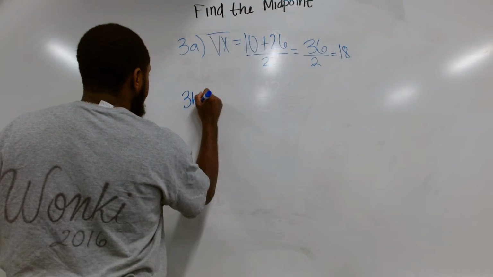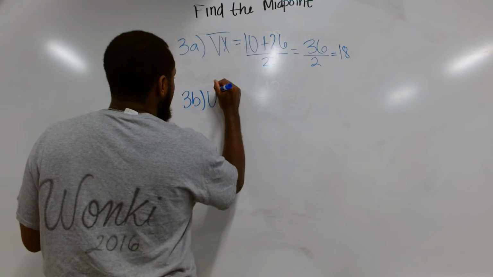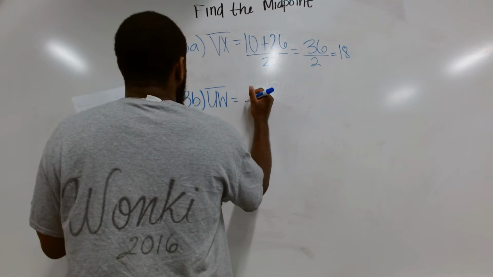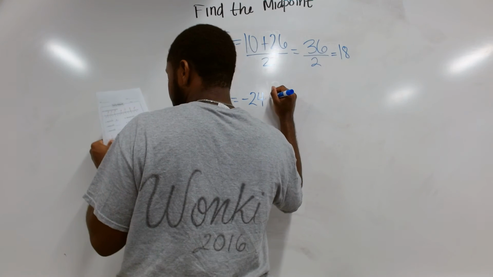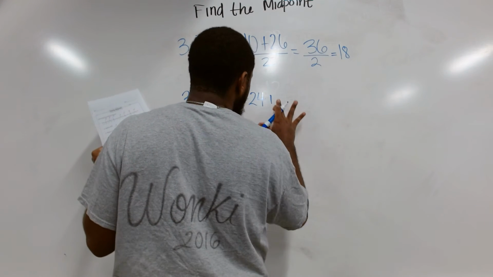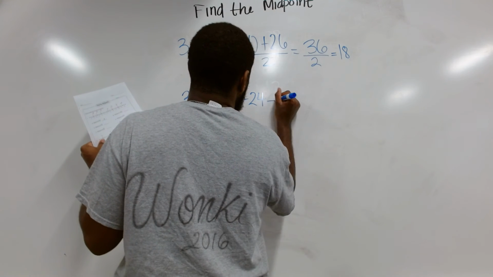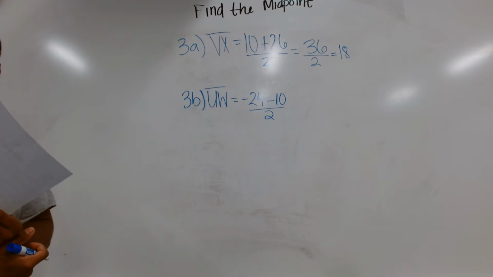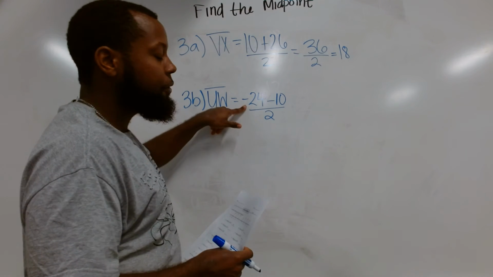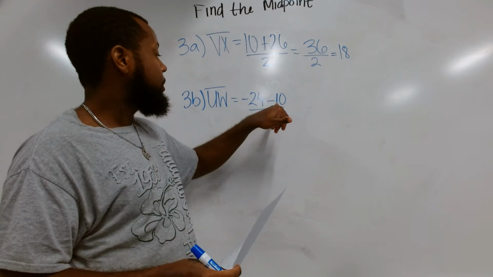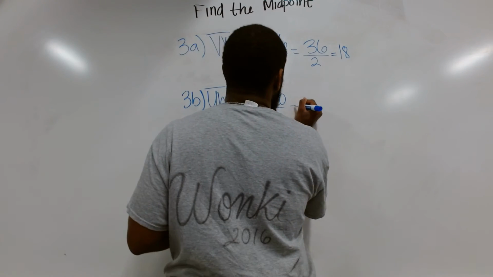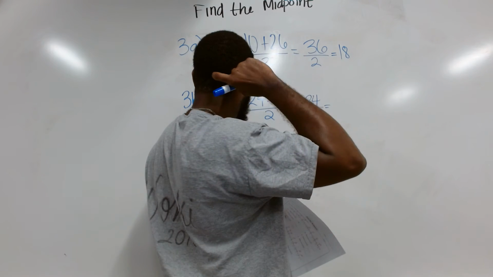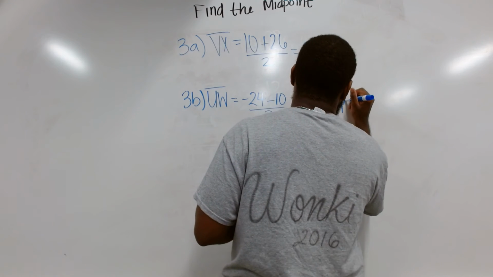So we have 3B. 3B says UW. So U is negative 24 and W is negative 10. Okay? So, you owe someone $24. Now you owe them $10 more. That means you owe them $34. And we know half of negative 34 will be negative 17.